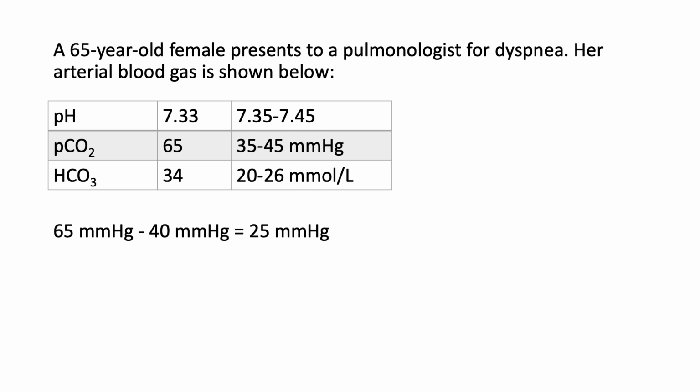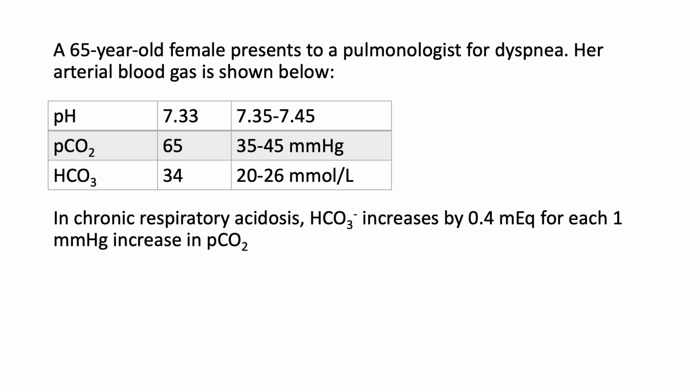So we look and see that the PCO2 is 65. We subtract a normal PCO2 of 40, and we see that we're 25 millimeters of mercury higher than normal. And we times that by the expected rise in bicarbonate of 0.1 milliequivalents per 1 millimeter of mercury. And that gives us 2.5 milliequivalents. So you'd expect that the bicarbonate would go from 24 to 26.5 if this was acute. But we see that the bicarbonate is 34, so there must be something else going on.